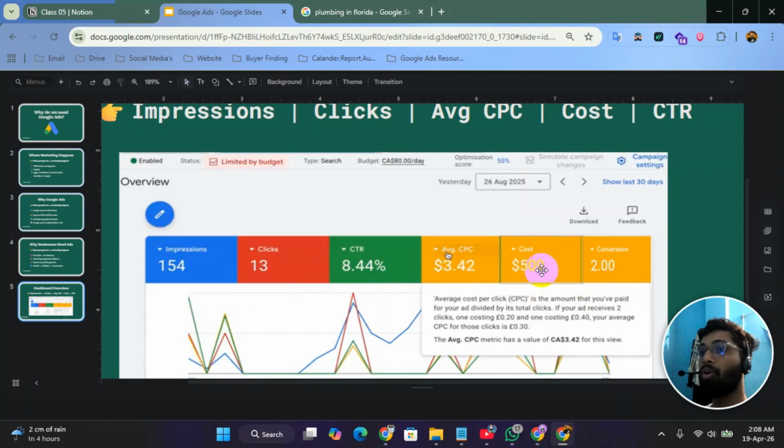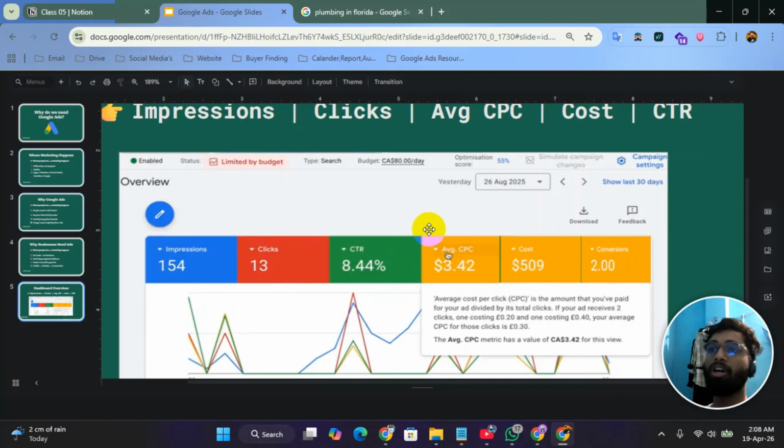Okay, then what is cost? Very simply, if you run your Google Ads for the last one month, the total number of clicks it got and the average CPC, if we multiply the clicks and the average CPC, then the total cost comes here. It means your total ad cost.